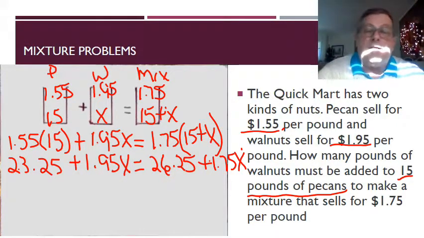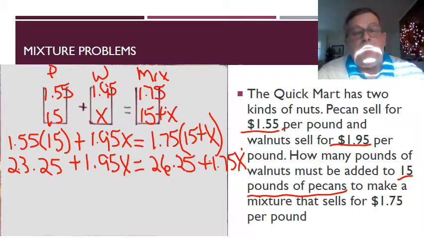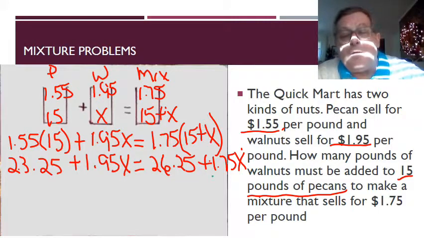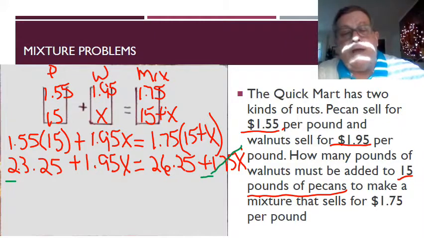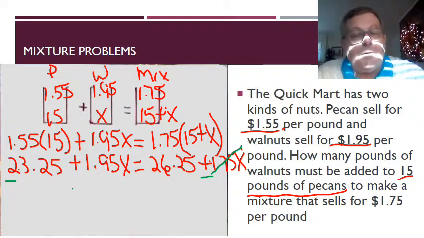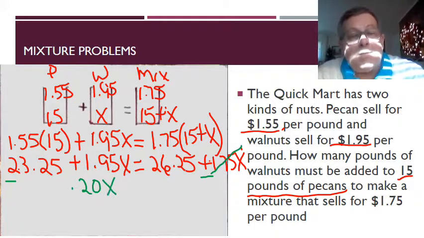All right, so now I'm going to look to combine like terms. I'm going to put my x's over here on the left, and my constants over here on the right. So to get my x's on the left, I want to subtract $1.75x from both sides, and I want to subtract 23.25 from both sides. Now, when I subtract $1.75x over here, it's going to cancel. When I do it here, it's going to leave me with 0.20x.